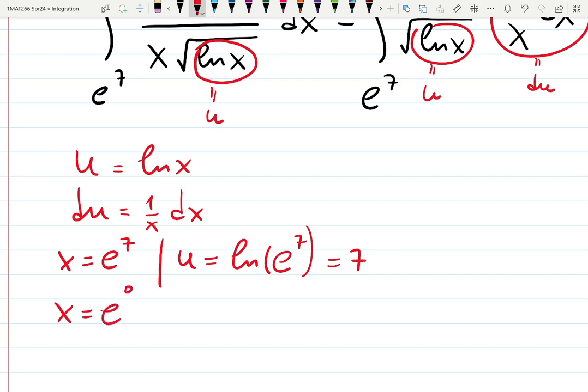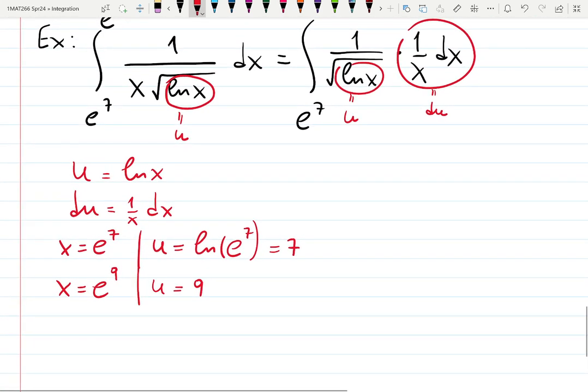x used to be e to the 9. Then u will be 9. So it's very nice. It actually was pretty fast.